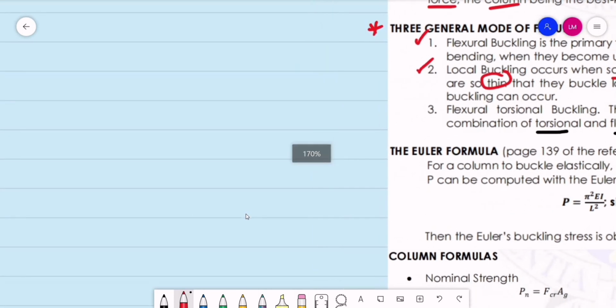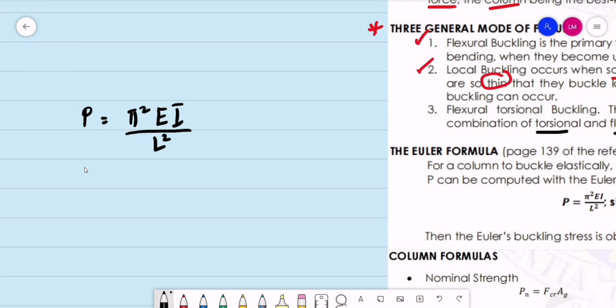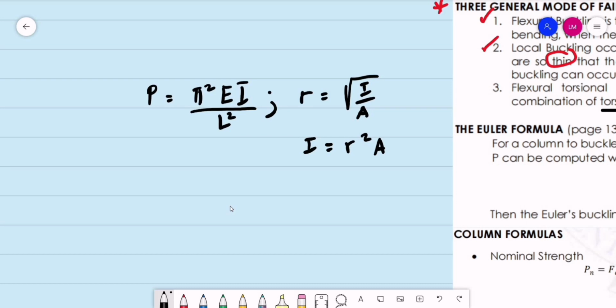For the Euler Formula, we have P equal to pi squared, the modulus of elasticity times the moment of inertia of the section, divided by the length squared. If we are to recall, what is the equivalent of the radius of gyration? That is the square root of the moment of inertia divided by the area. If we equate this to the moment of inertia, that is the same as the radius of gyration squared times the area. So if we now substitute, P is equal to pi squared E, the moment of inertia being r squared times A, divided by the length squared.